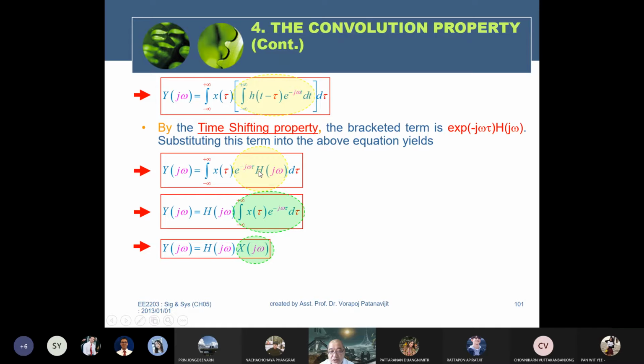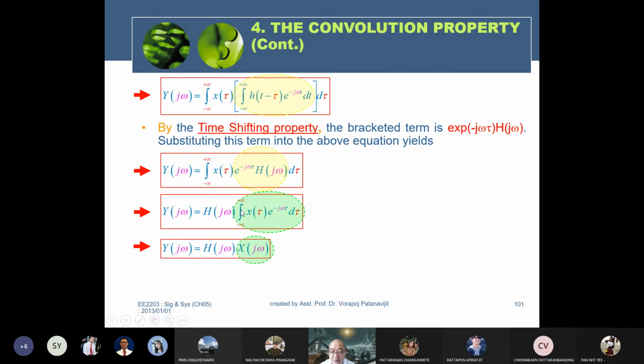You can integrate them, and this term becomes the Fourier transform of h(t), or H(j omega), multiplied by the complex exponential in tau by the time shifting. After you get here, you can see that H(j omega) is not affected by tau anymore, right? H(j omega), you can move outside. If you move it outside, this term will be here.